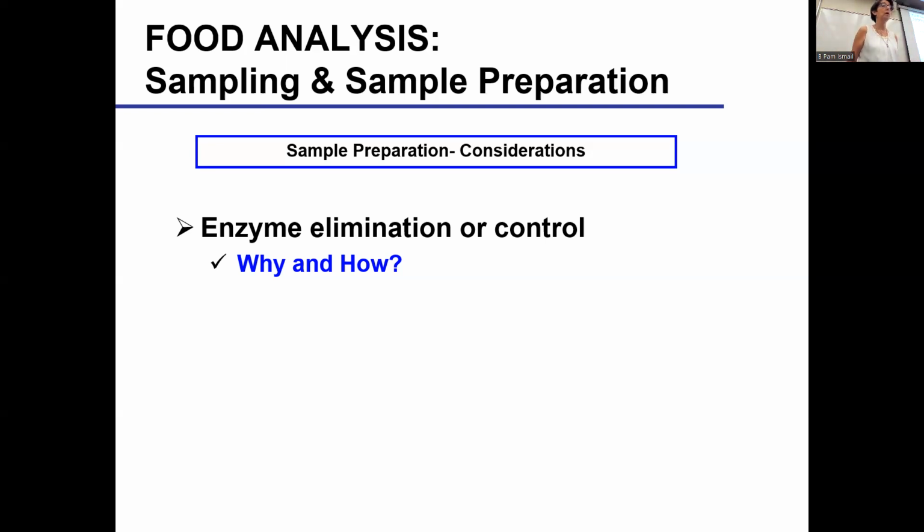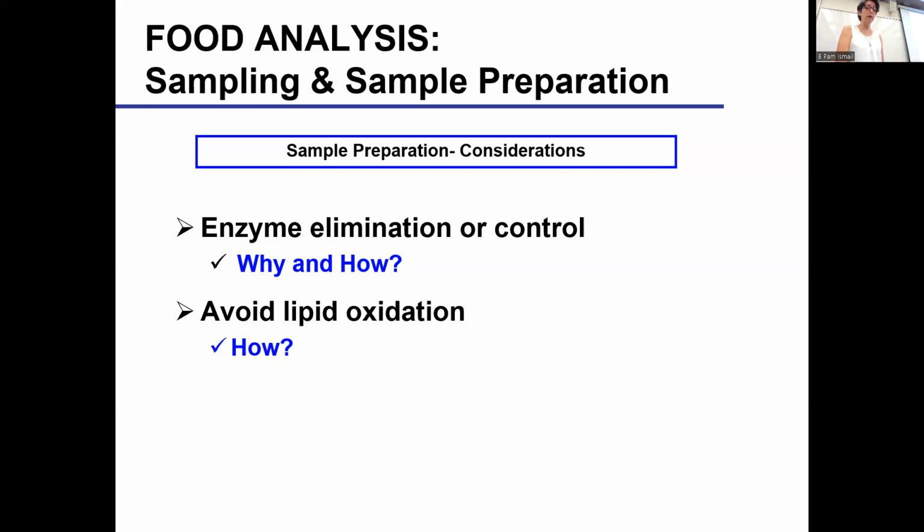Yes, Ruth. You could do heat treatment to inactivate enzymes, but sometimes you don't want to heat because it might impact other components in your sample. You might want to avoid heat. What do you do? I can cryo-freeze them. Freeze them, yes, temperature. So we can freeze them, we can dry them to reduce the moisture content and therefore reduce water activity. So these are a couple of options to eliminate enzymes.